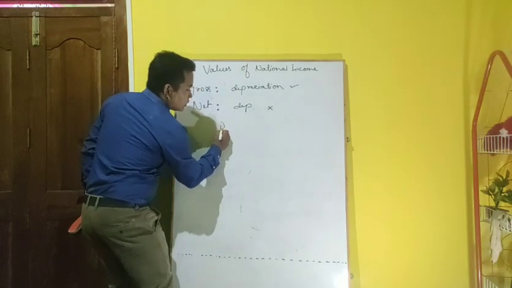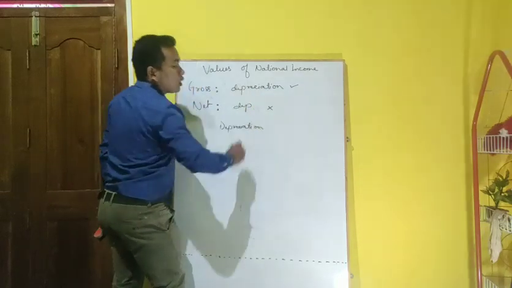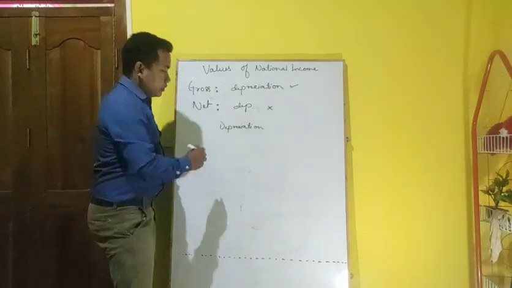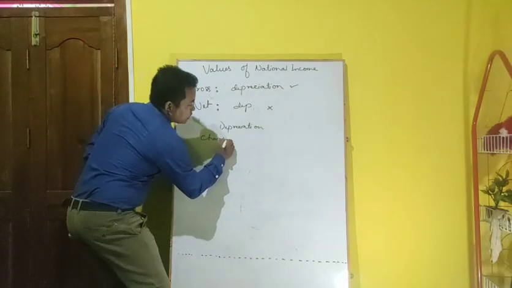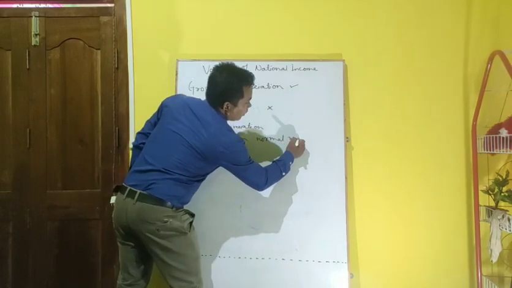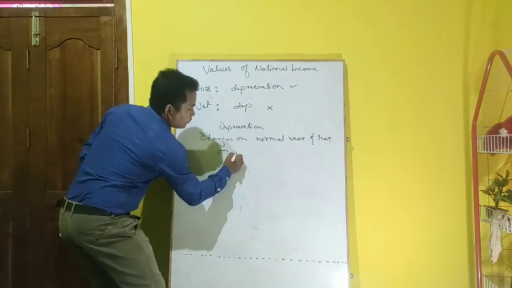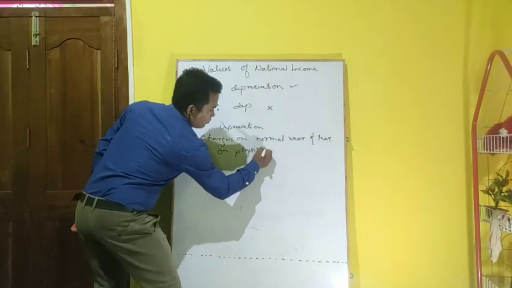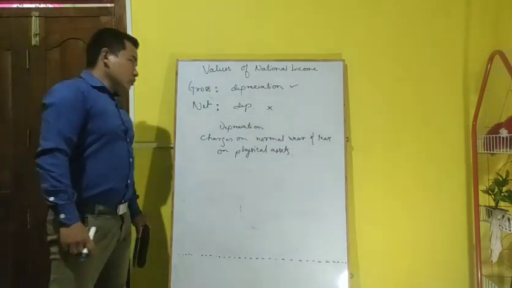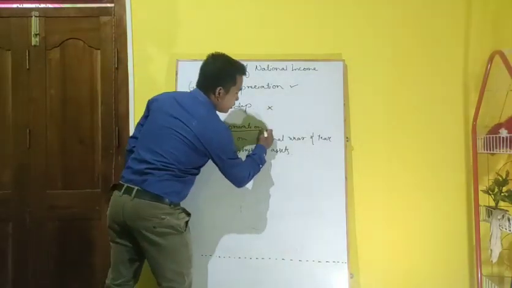When we talk about this term depreciation, we are talking about the charges on normal wear and tear on physical assets. Let me repeat. Depreciation refers to charges on normal wear and tear on physical assets. Now what does it mean? What does it mean, charges on normal wear and tear on physical assets? Let me give you a simple idea of what it means.